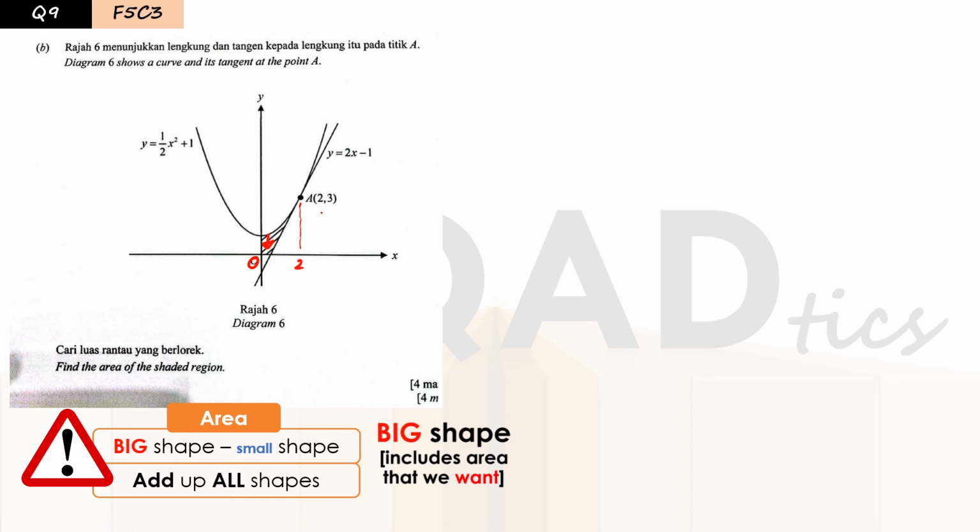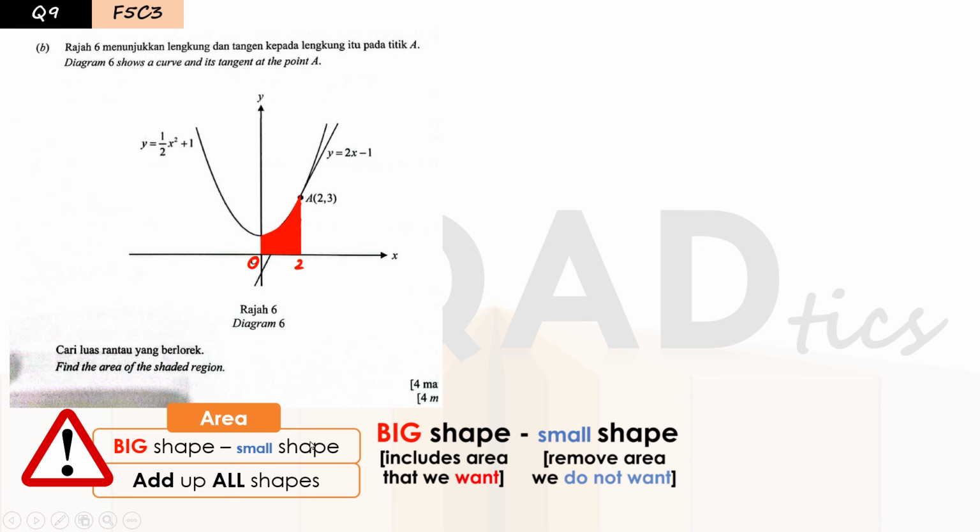Alright, so the region, the big shape would be the area under the curve from 0 to 2. Okay, so this would be our big shape, the area under the curve from 0 to 2. But of course, we cannot just include the entire thing, right? Because here is not the area that we want. So this is where small shape comes in.